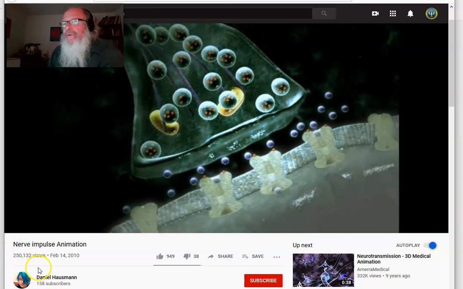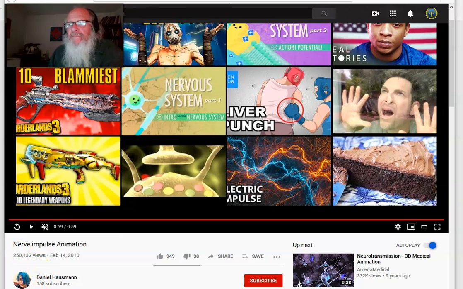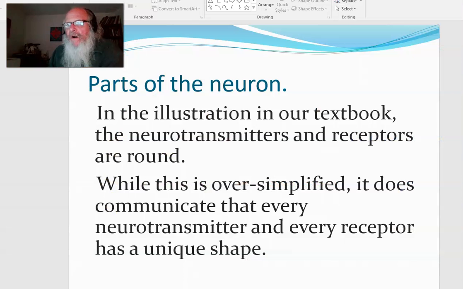enter into the cell membrane, and the fact that they are entering into the cell membrane indicates that they're sending a turn on message, because if they were sending a stay off message, then they would be encouraging the gates to remain closed.